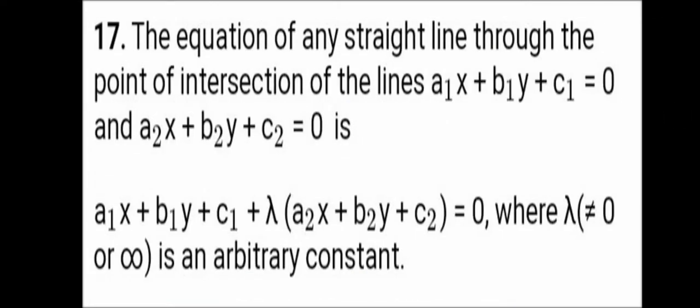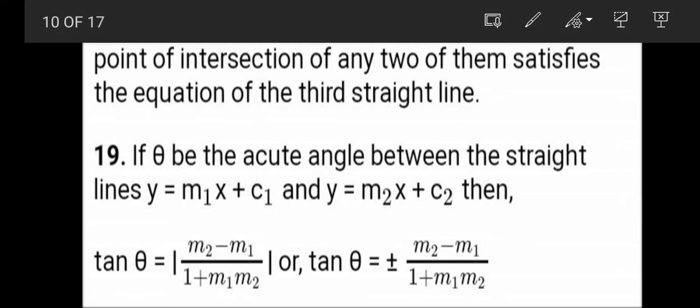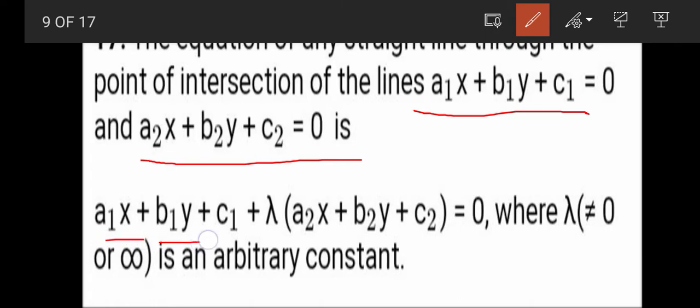Now, the next is the equation of any straight line through the point of intersection of the lines a1x plus b1y plus c1 equal to 0 and a2x plus b2y plus c2 equal to 0. It is given by a1x plus b1y plus c1 plus lambda times (a2x plus b2y plus c2) equal to 0, where lambda, which is not equal to 0 or infinity, is an arbitrary constant.